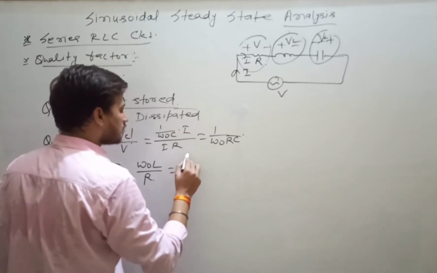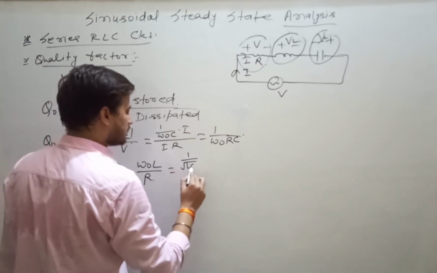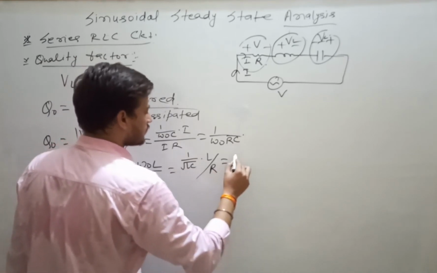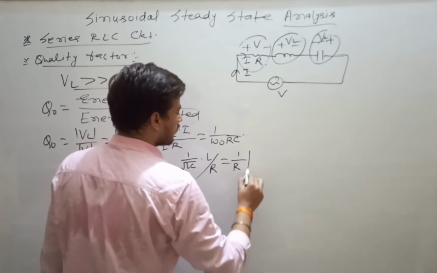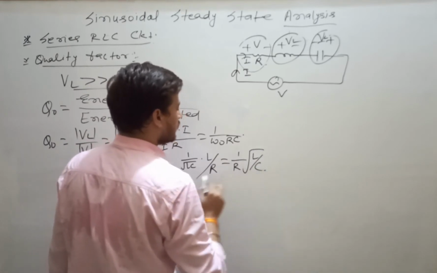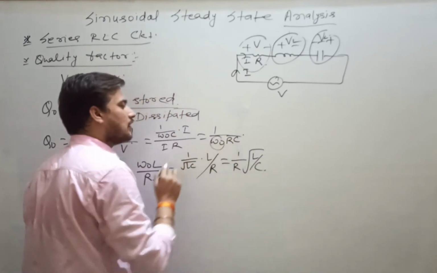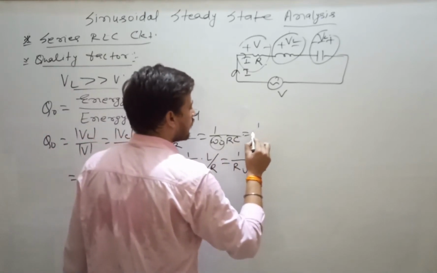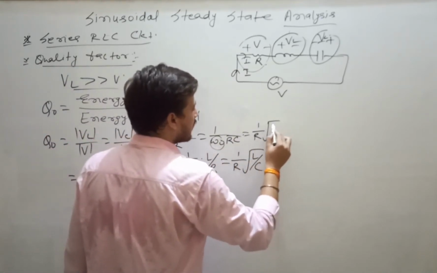Omega naught is 1 upon under root LC into L by R. So from here you will get 1 upon R under root L by C. From here also, if you put the value 1 by under root LC, you will also get 1 upon R under root L by C.